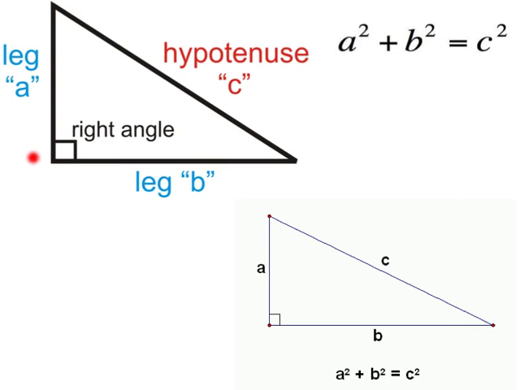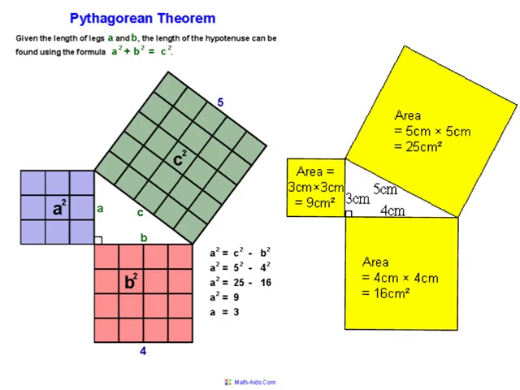It doesn't matter which one of these is A or B, but the hypotenuse always has to be C. How do we know which two are the legs? Well, I'm glad you asked, because they're the two that come together to form the right angle. So we've got A here, B, and C is the hypotenuse, and a squared plus b squared is equal to c squared. Let's look at that a little more in depth.